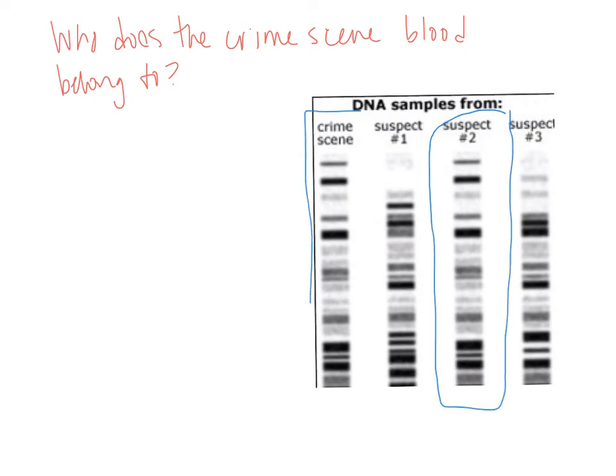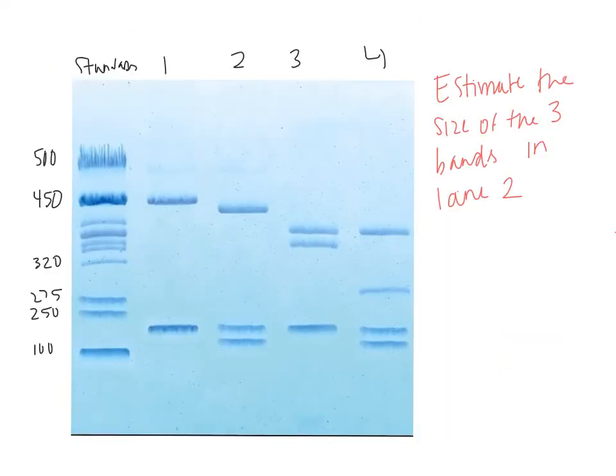Because if you compare the banding patterns for the crime scene and suspect 2, they are the same banding pattern because the DNA came from the same person. This banding pattern is also known as your DNA profile. That is your banding pattern based on where the restriction enzymes cut your DNA.